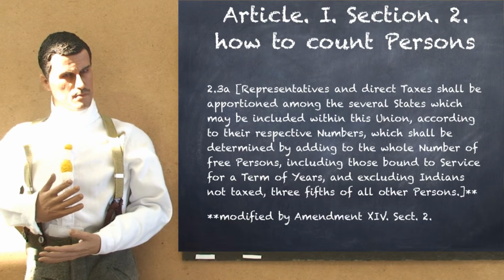and anyone else who wasn't a free person or an indentured servant or an Indian, they counted 3/5 of those people. So, for example, I suppose if you had someone from France or somewhere who was living there, an immigrant, but not a citizen, he would count as 3/5.